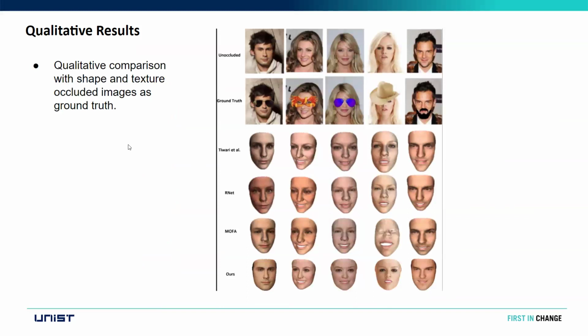This is also some qualitative comparison with the shape and texture of an occluded image as the ground truth. One of the benefits of this paper is that when it comes to occluded images, this paper does pretty well because of the shape and the adversarial loss they use from the 300W-LP dataset. As you can see from the ground truth, this person has some kind of beard. Let's say this is considered as occlusion when we reconstruct the face.